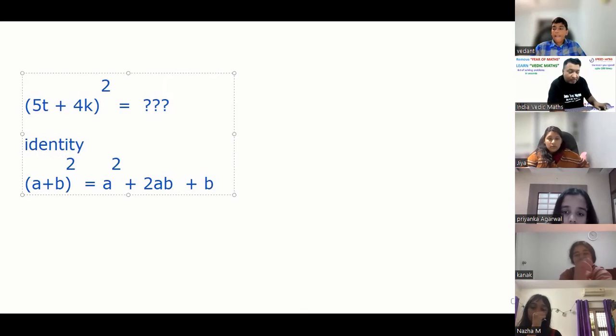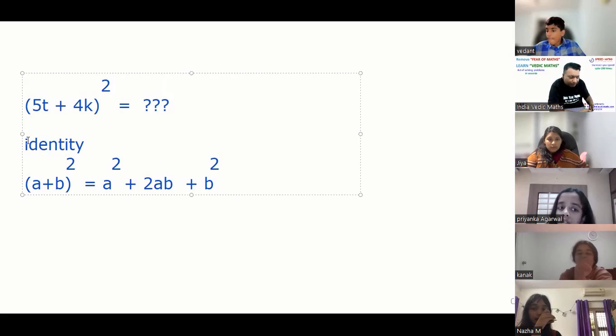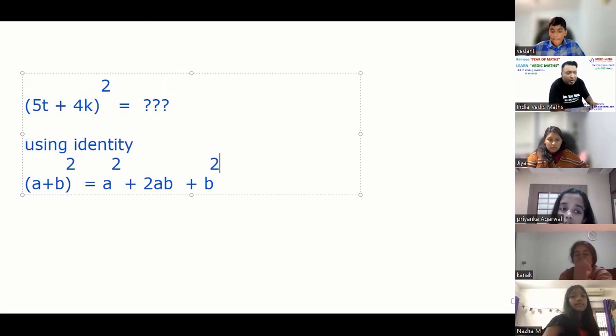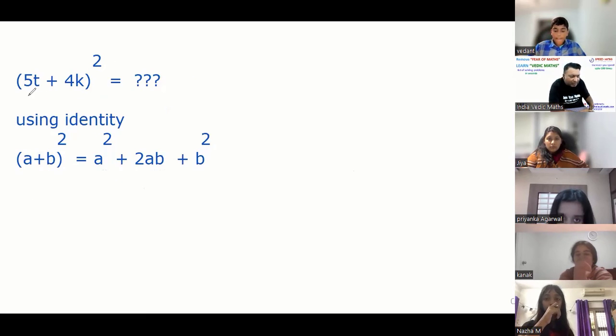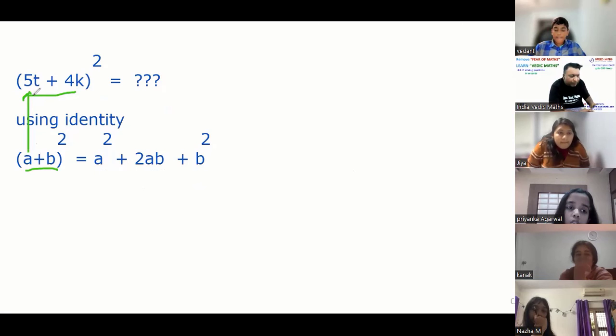This is for everyone, guys. So this is the identity we are going to use. Using this identity, first of all, Jia, let's compare this with this. How much is A? 5t. How much is B? 4k.